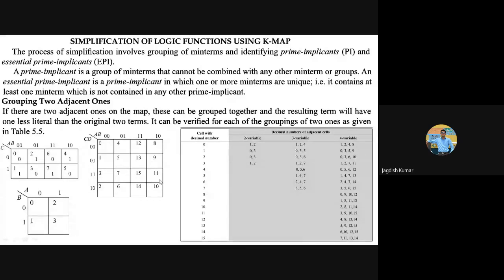3 can combine with 11. 8 can combine with 10. 8 can combine with 9, but not with 11. 9 can combine with 11, and so on. Is this okay? How to look for combinations? Any questions? Although this will be clear in coming examples, still, what I talked about, did it make sense to you?